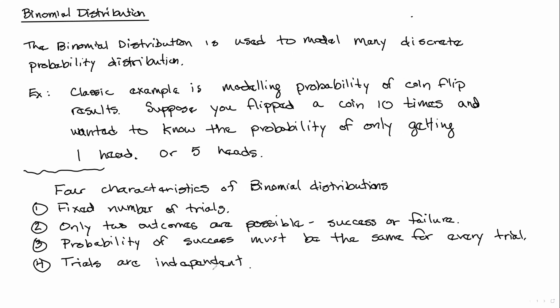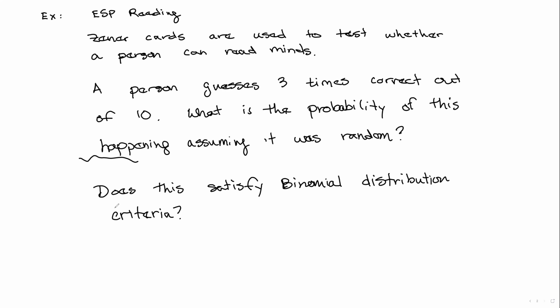And then finally, the trials are independent. Again, assuming that you do not have magical powers, the trials would be independent. So it's not that if you got 1 card correct, you'd be more likely to get the next card correct. Assuming it's completely random, each trial would be independent. Okay, so that's an example of where we could use the binomial distribution to answer that question.